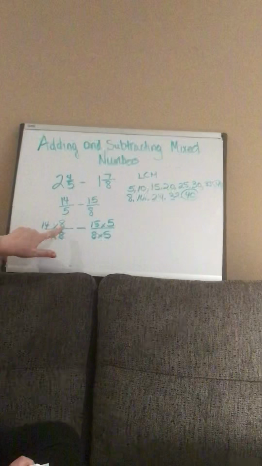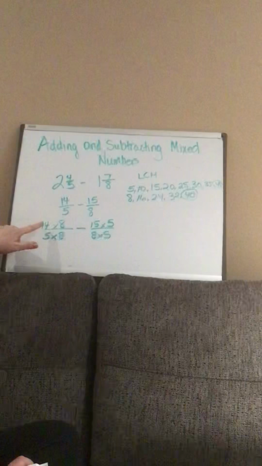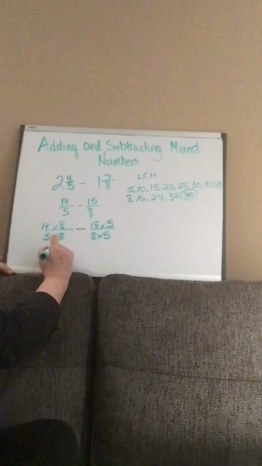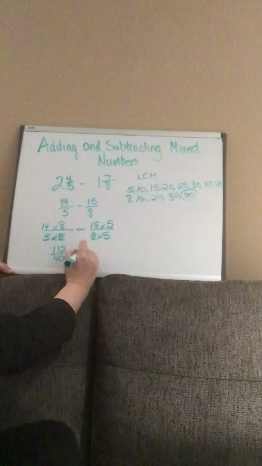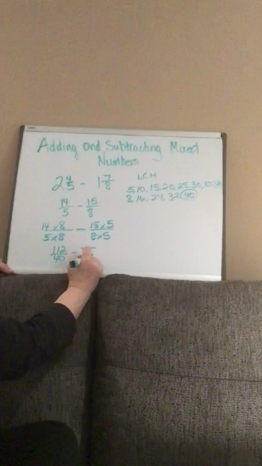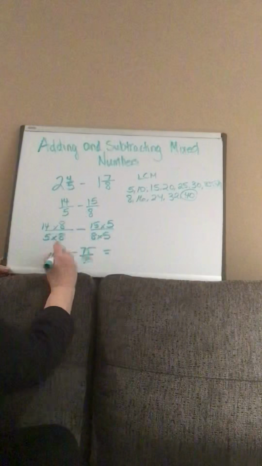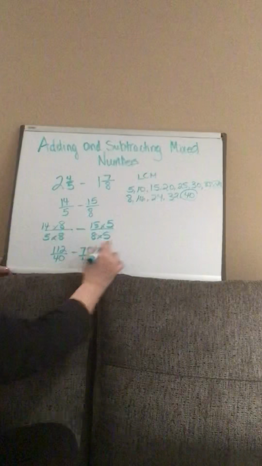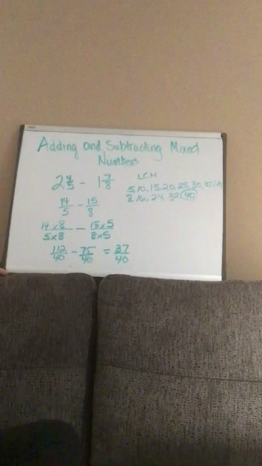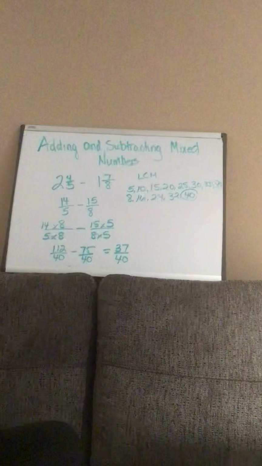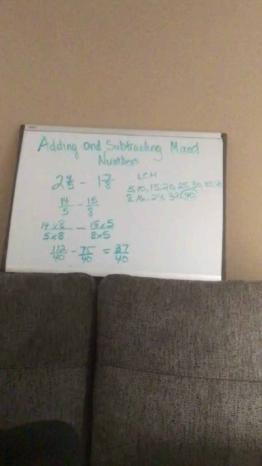8 times 14, well, 8 times 10 is 80, and 8 times 4 is 32, so that gives me 112 over 40. Subtract 15 times 5 is 75 over 40. And now I can do my simple subtraction. 112 subtract 75 gives me 37 over 40. Don't have to go through the process of changing my answer from an improper fraction back to a mixed number because this fraction is already proper.